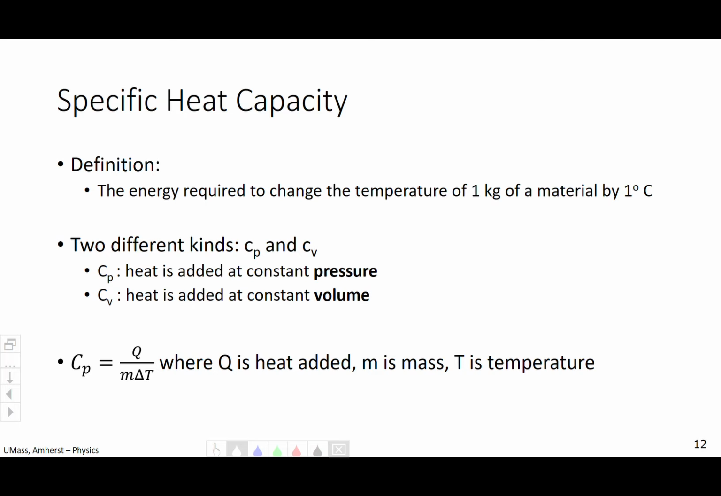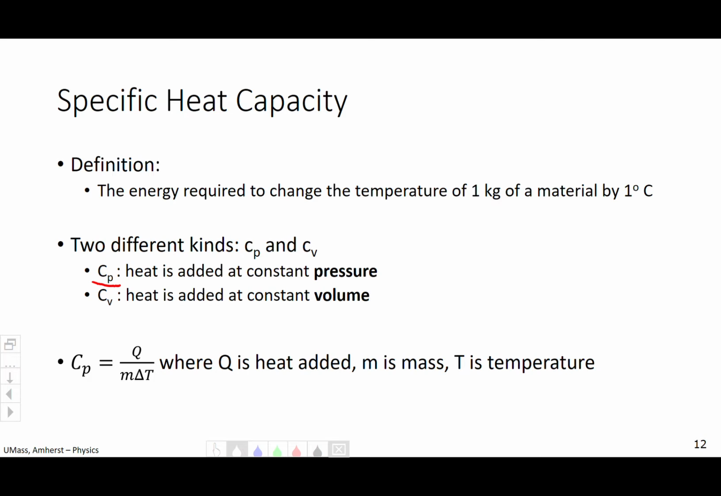So this is the definition. The specific heat capacity is the amount of energy required to change the temperature of 1 kilo of a material by 1 degree Celsius. That is the definition. That's how it's calculated. If we had 1 kilo of this material and we wanted to change it by 1 degree Celsius, how much energy would we have to use? Technically, there are two different types of specific heat capacity. This has to do with more complicated thermodynamics. You can have isovolumetric and isobaric, but that's another talk for another day.